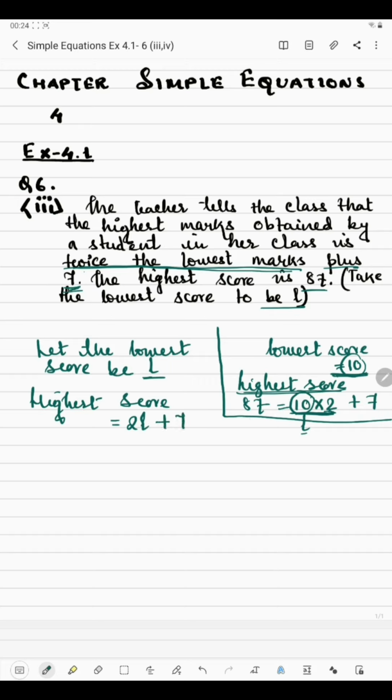So 2L plus 7. Now according to the question, the high score is given, which is 87. So in place of the highest score we can put 87. So the equation will be 2L plus 7, which is the highest score, and the highest score is given, which is 87. So 2L plus 7 will be equal to 87. So this will be the equation, right? So this was part number 3. Now coming to part number 4.